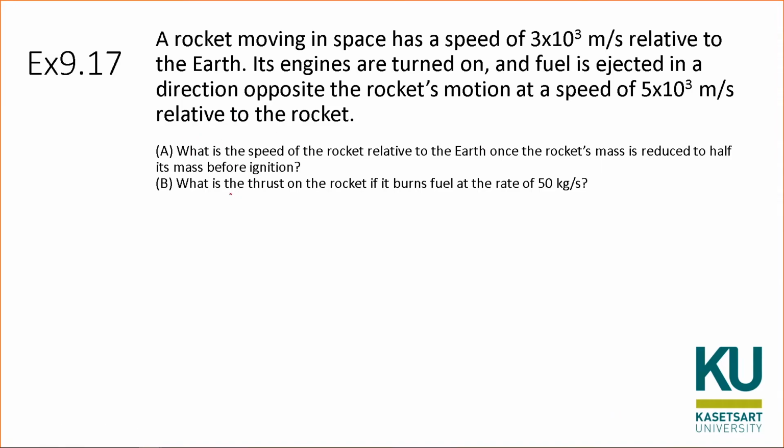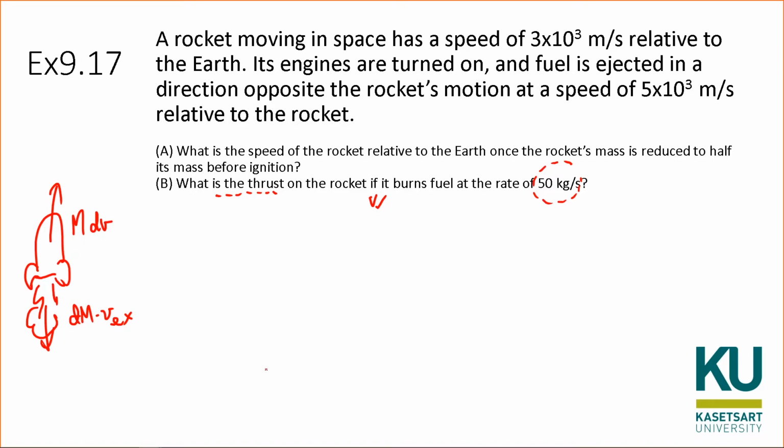For case B, if we would like to determine the thrust on this rocket, with a burn rate of 50 kilograms per second, how can you determine it? Again, the thrust is what you know: the change of the gas, dm, multiplied by the ejection velocity is equal to the mass of the rocket times the change of its velocity. With the definition m dv equal to dm Vex, thrust is the force that acts in this case. If you would like to determine it, you just ignore the minus sign over here.